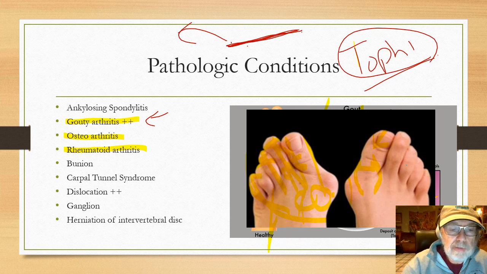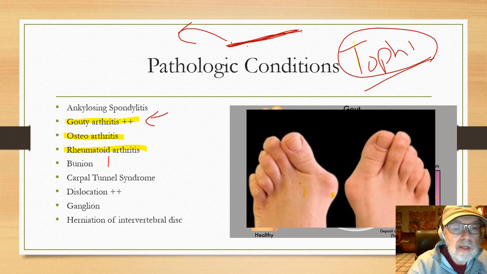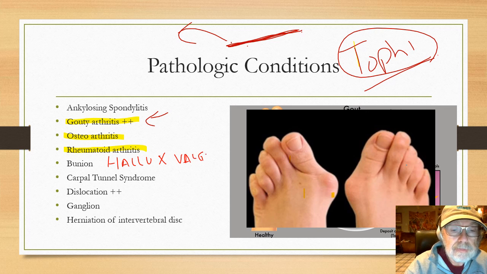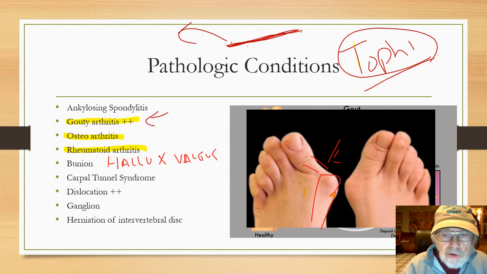This is a bunion. Let me get rid of my scratches here. Another word for a bunion is hallux valgus, because we know that big toe is called the hallux. And what happens is this is the first metatarsal. The first metatarsal is here, and the proximal phalanx is there. I could probably talk about 16 hours just on why this occurs. We don't have time for that.